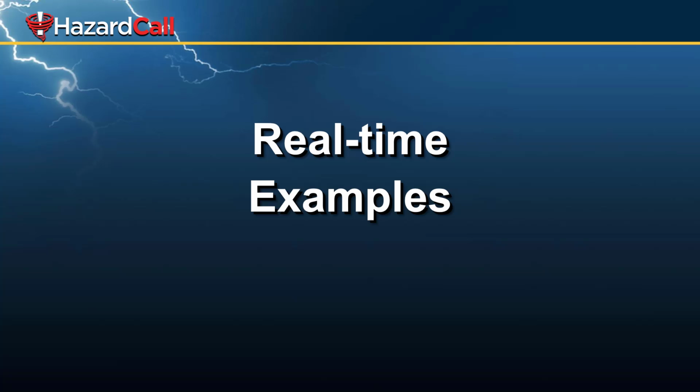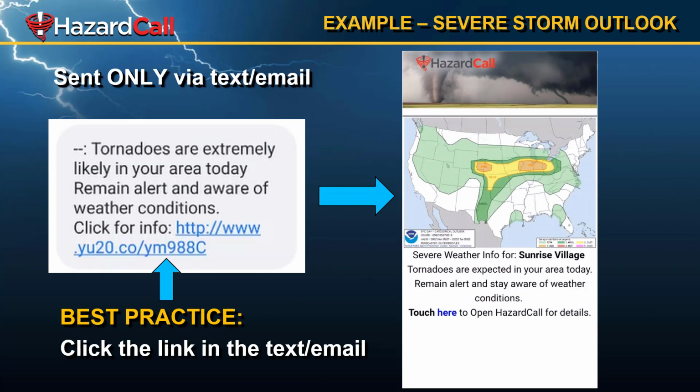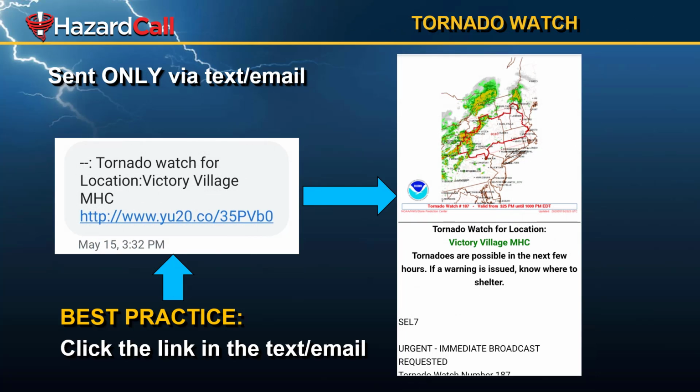Now we'll review some real-time examples of some of the messages that we will send you as the weather situation escalates. One of the great things about HazardCall is that we are keeping track of the weather 24/7, and if a threat is not at you right now, but it could be coming to you, we'll let you know about that. And when we do that, we'll send you a text and an email if your email is in the system. When you get the text, please make sure you click on the link because it will open up to reveal more information, a map, and further details.